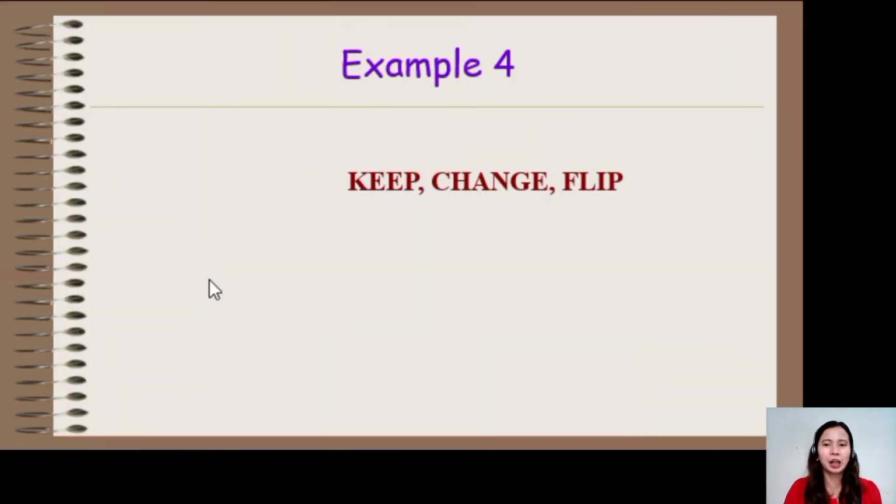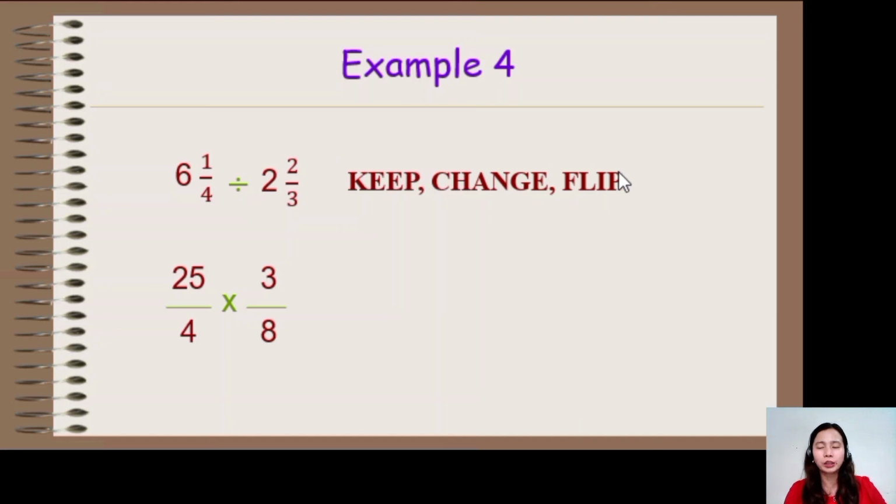Okay, so let's have another example. 6 and 1/4 divided by 2 and 2/3. So, again, you must remember the keep, change, flip. But before that, you must rename this into improper fraction. So, we have 6 times 4 is 24 plus 1. That is 25 over 4. Then, change the operation into multiplication. 3 times 2 is 6 plus 2. That is 8. Copy the denominator. That is 8 over 3. Then flip. The reciprocal of 8 over 3 is 3 over 8.